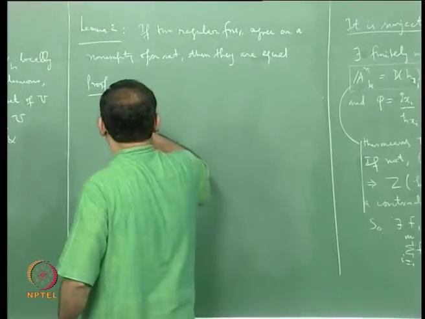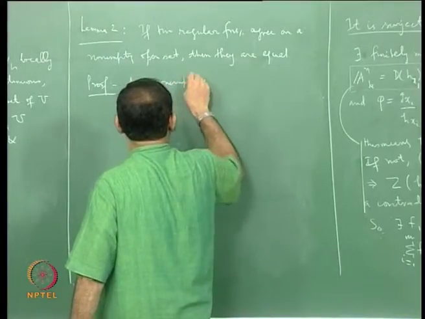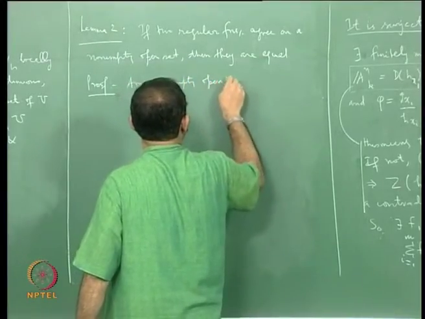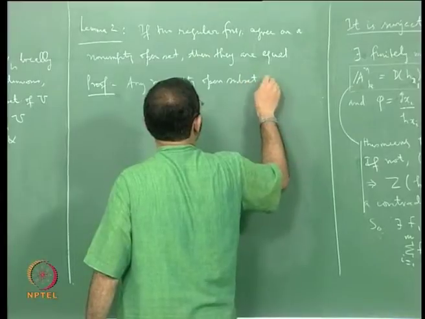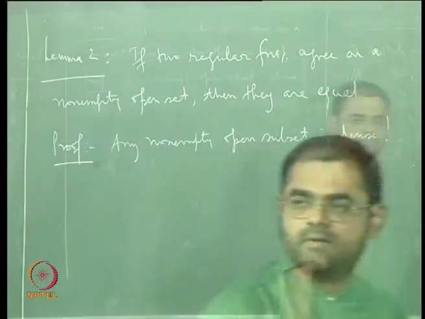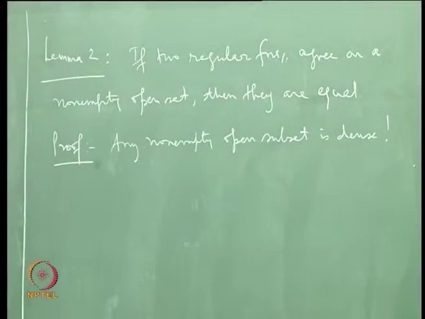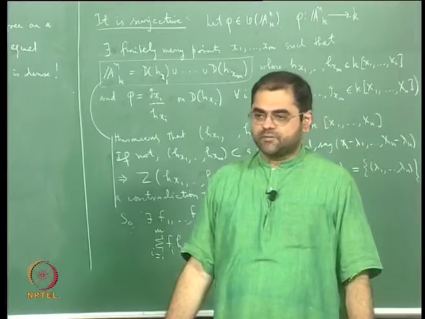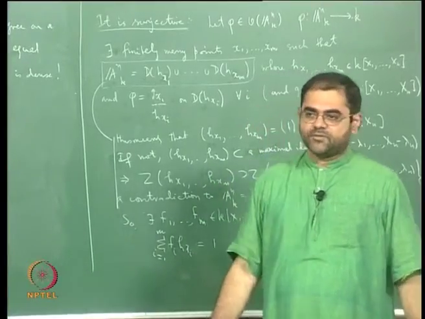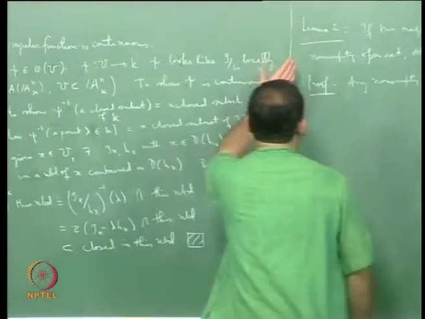So the proof is: any non-empty open subset is dense, and a continuous function which is 0 on a dense open subset has to be 0 everywhere. Simple topology. So if you apply these two lemmas, I mean I need this lemma.